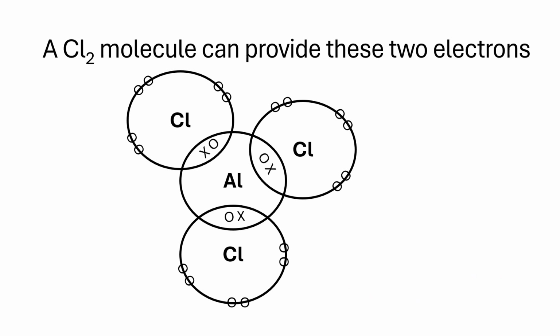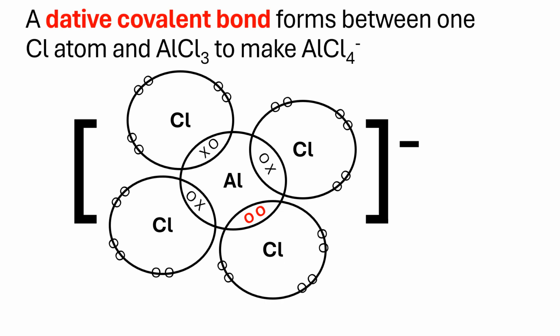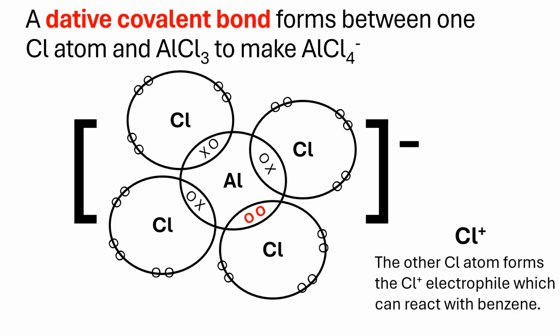So a chlorine molecule can provide these 2 electrons. If we put a chlorine molecule next to our AlCl3, you can see that there's lone pairs on each of the chlorine atoms. Now one of those gets drawn in by the aluminium, and this forms a dative covalent bond, but in doing so, it also breaks the bond between the chlorine and the other chlorine atom. So that in effect makes this species, AlCl4-, and it also releases Cl+, which is an ion that can now go and attack a benzene ring, and it can behave as an electrophile.